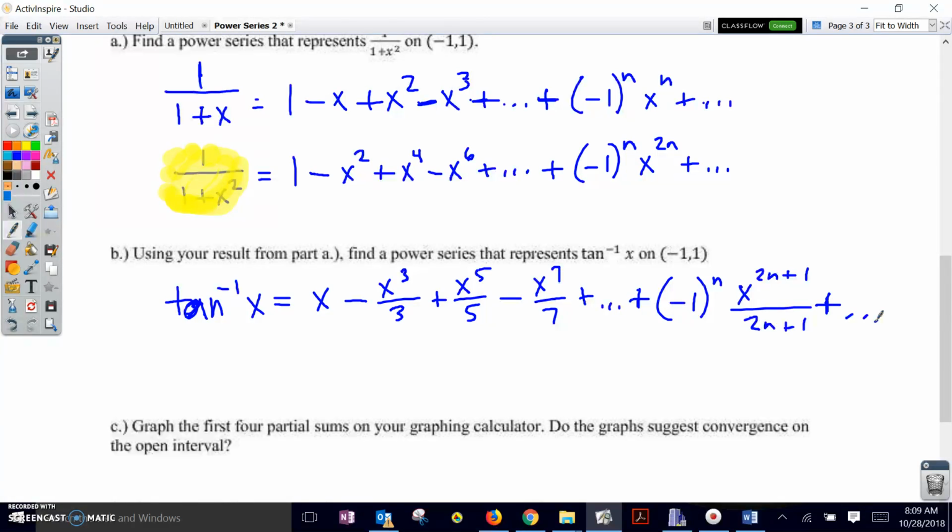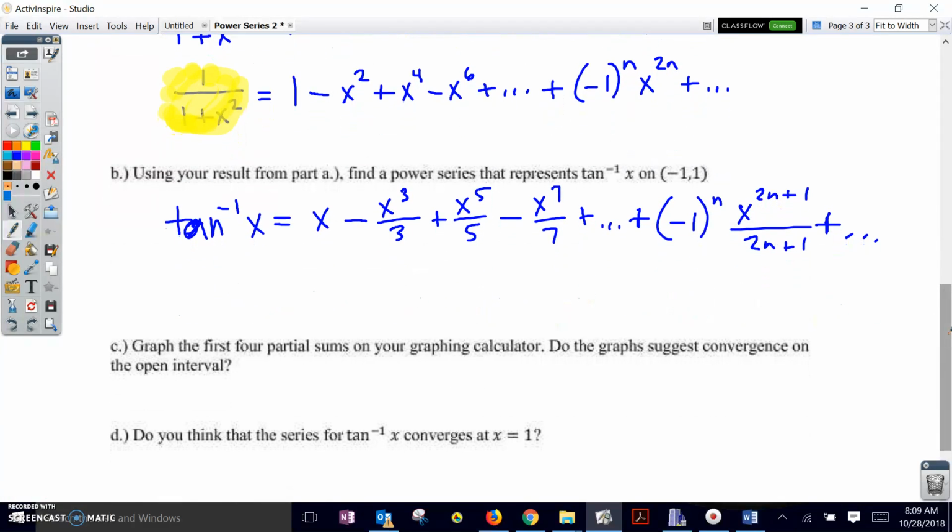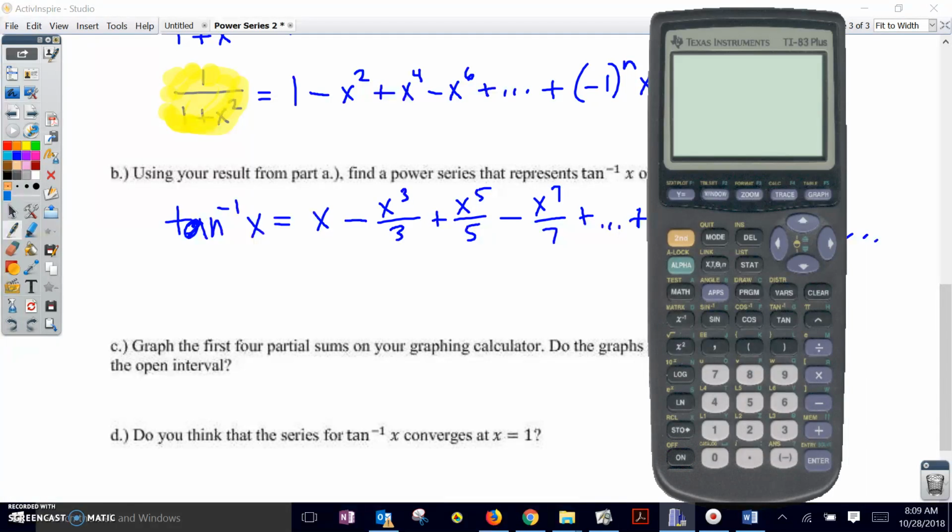Now, what we're going to do next is look at this: graph the first 4 partial sums on our graphing calculator. Do the graphs suggest convergence on the open interval? So we're going to compare the graph of the arctangent to the graphs of the partial sums.